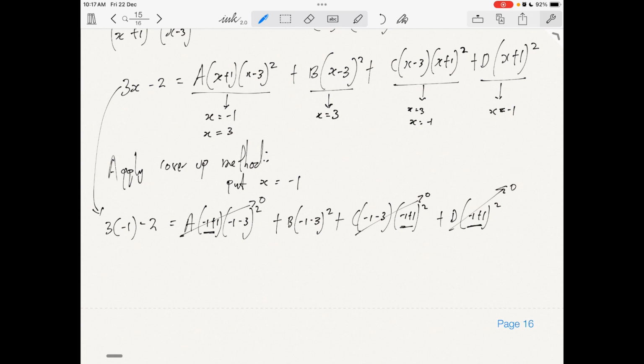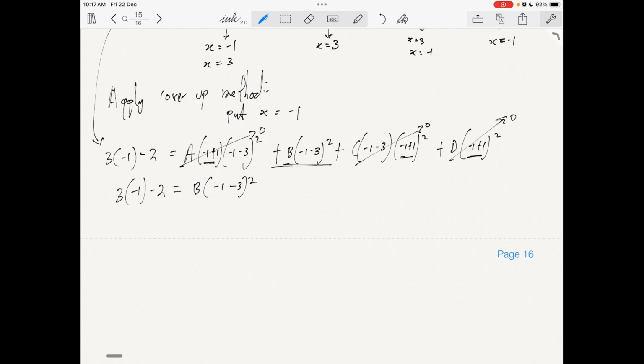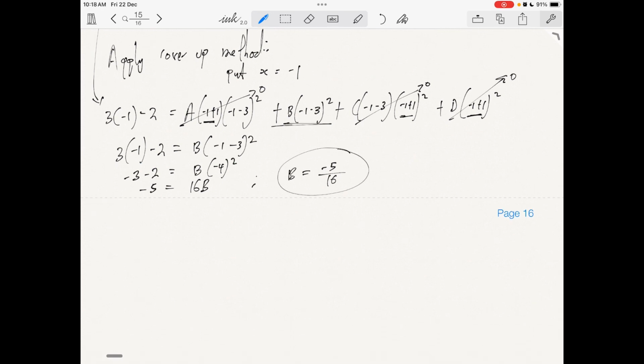So we are left with 3 into -1 minus 2 is equal to B into (-1 - 3)². Now, thereafter, we can simplify to get our B. So we have -3 - 2 is equal to B into (-4)². -3 - 2 is -5, and (-4)² is 16, so we have 16B. So at the end we'll have that B is equal to -5/16. Good.